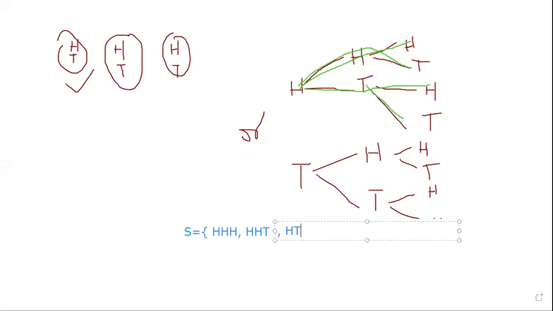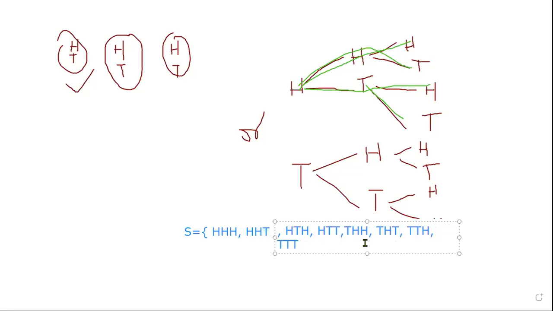Head, and then what? Head, tail. Okay, good. So we've covered the path for this sample point. Now let's go to the next one. The next one will be tail, head, tail. So let's write it: tail, head, and then tail, head, and tail. Then the final one will be tail, head, and what? Tail.